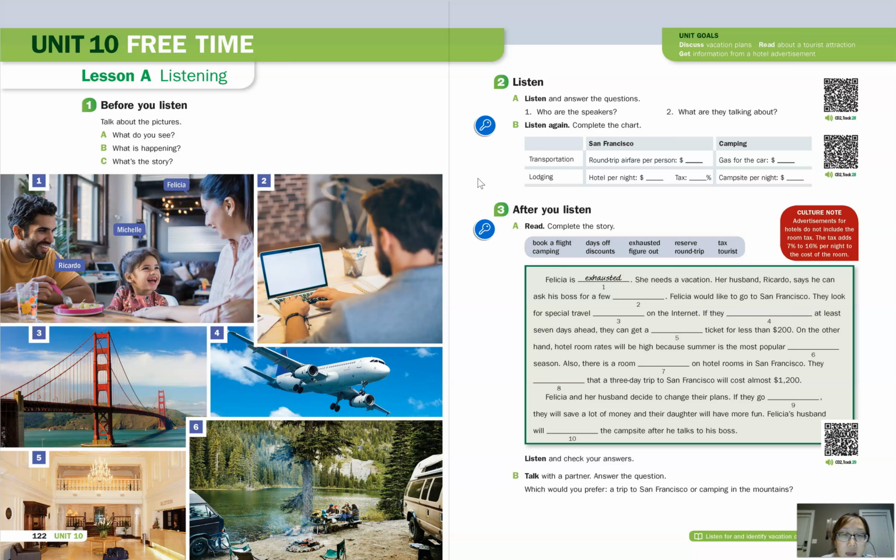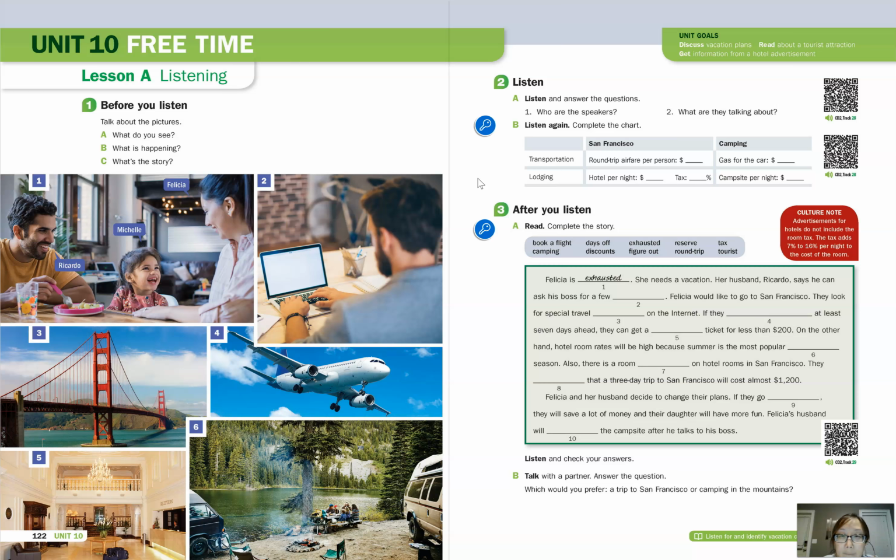Okay, and then how long has it been since they took their last family vacation? Okay, so you can say it has been 2 years. And you can add the rest of the question. You can say it has been 2 years since they took their last family vacation.